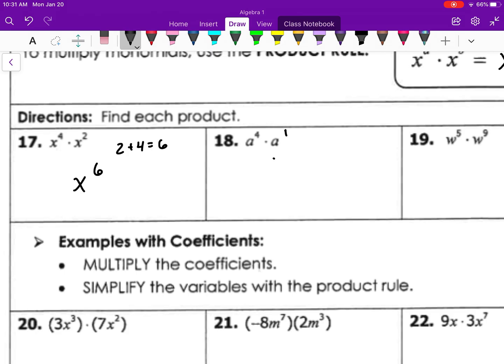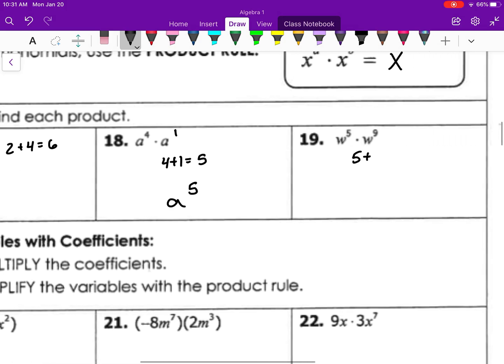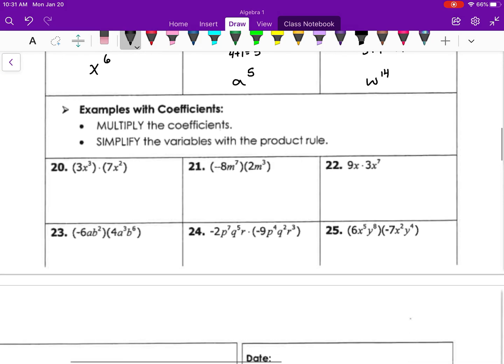a, I put the 1 there. 4 plus 1 equals 5, so this would be a to the fifth. And then the last one, 5 plus 9 equals 14, so this would be w to the 14th power. Okay, the reason we're covering it again is adding in a little bit more complicated problems like these last 3.